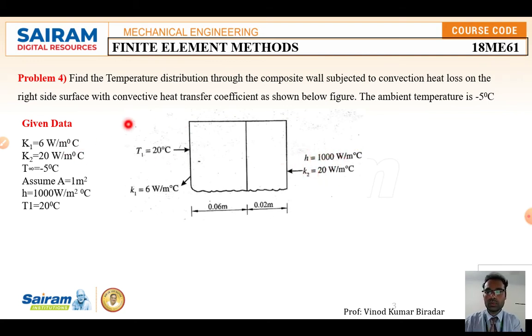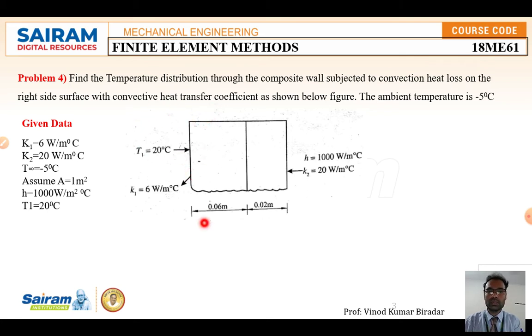Note down the given data. K1 for the first element is 6, K2 is equal to 20, and the ambient temperature is -5 degrees centigrade. In this problem the area is not given; I already told you in module 4, if they do not give the area, let us assume area is equal to 1 meter square, depending upon the unit you are going to use. The heat transfer coefficient is 1000 watt per meter square per degree centigrade, and T1 is equal to 20 degrees centigrade. This is the surface temperature, the boundary condition they gave.